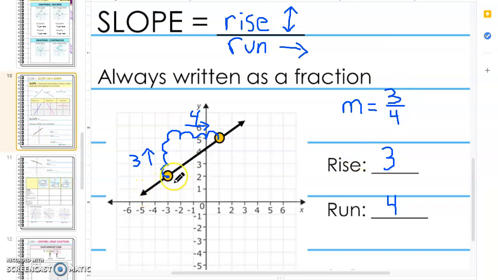3/4. This is a positive slope. It's going up from left to right. So I want to make sure my slope is positive, and that shows that it's going up from left to right.